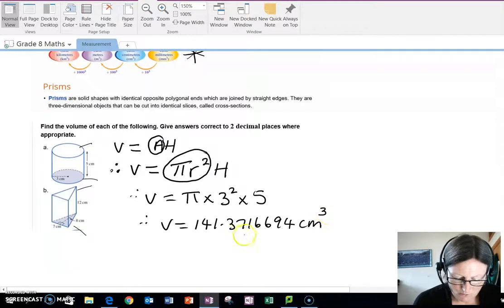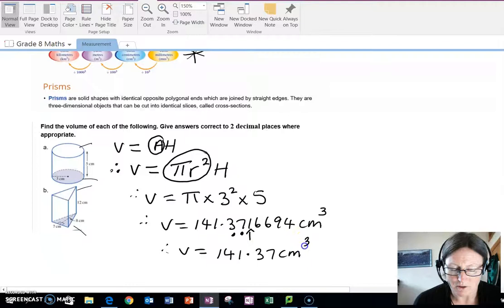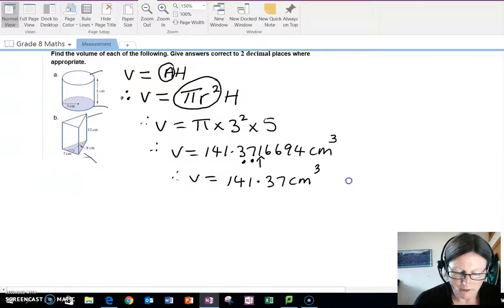It says to 2 decimal places, 1, 2. We look at the one after that, the third one. It is less than 5, so the 37 stays as 37. So it's 141.37 centimetres cubed.